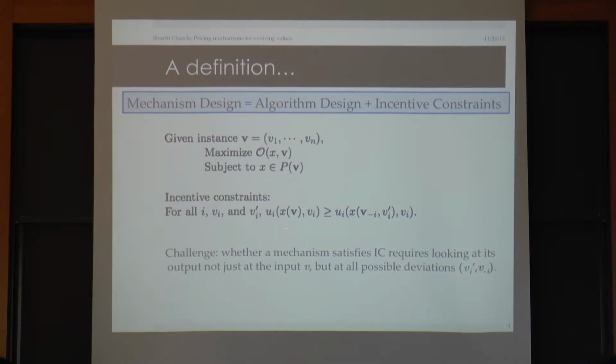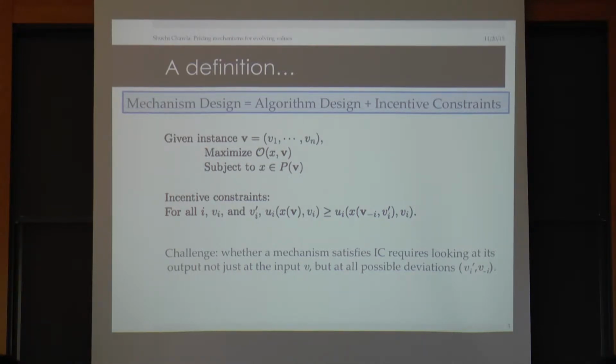And what this person is going to do is they're going to instead consider reporting this V_i prime. And now if I put this together with whatever everyone else reports, and then the mechanism maps it to some other output, so X of everyone else's report and V_i prime, then this person with a value of V_i gets some different utility from that. And I want it to be the case that if they report the truth, then their utility is no smaller than what they would have gotten if they lied about what they have. Okay, so this is what an incentive constraint looks like.